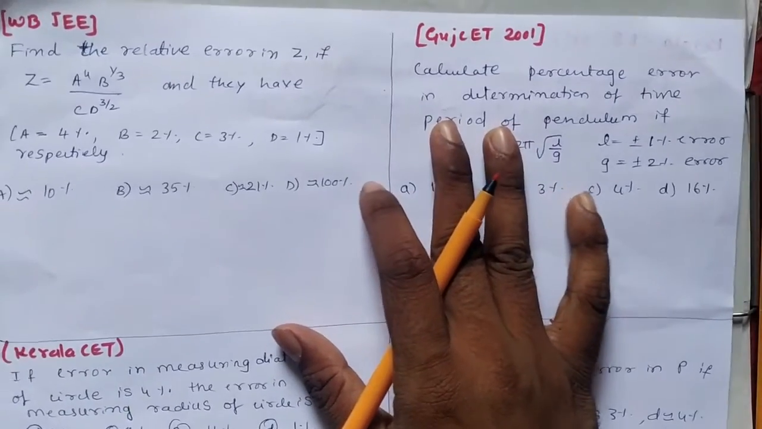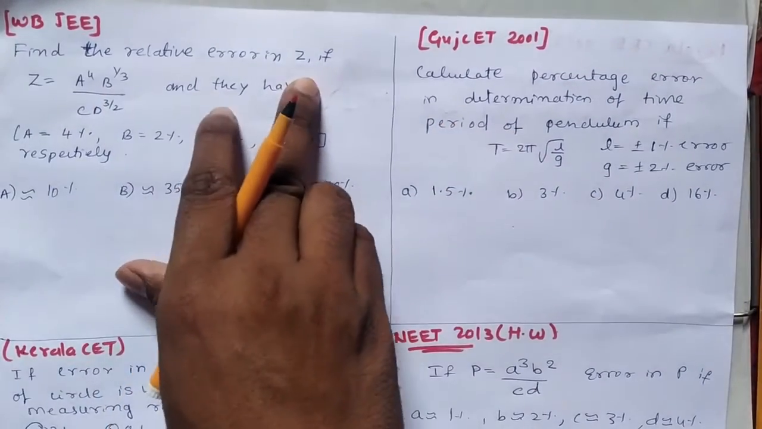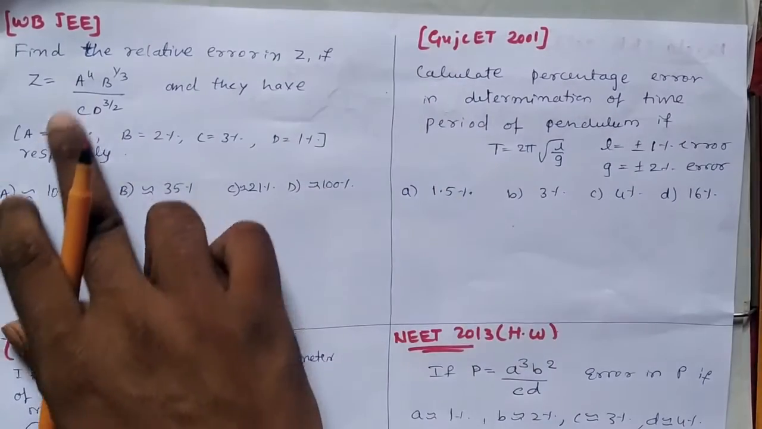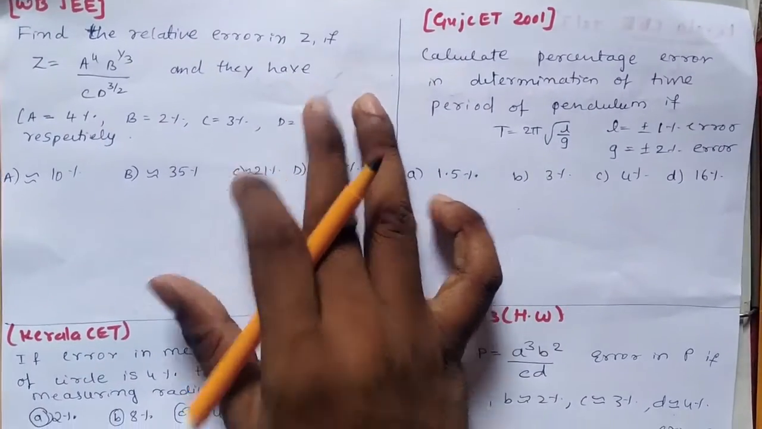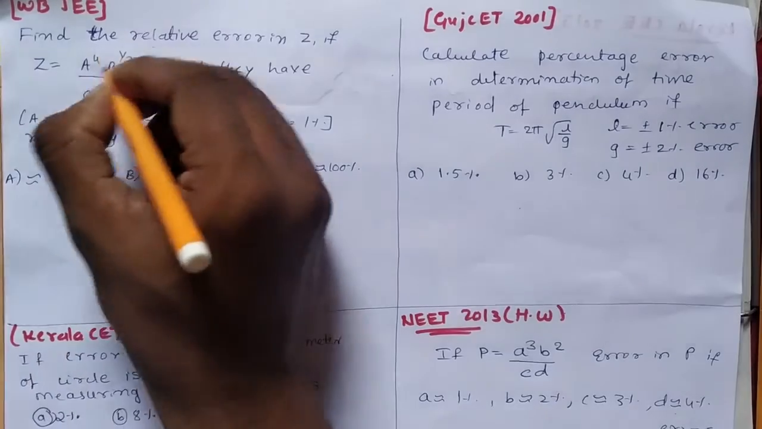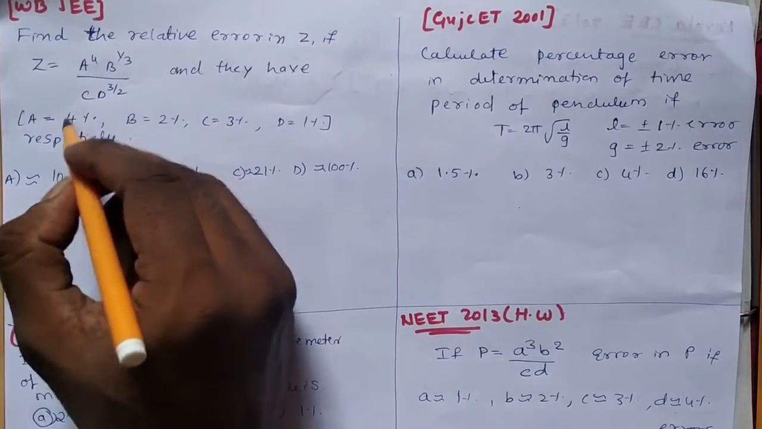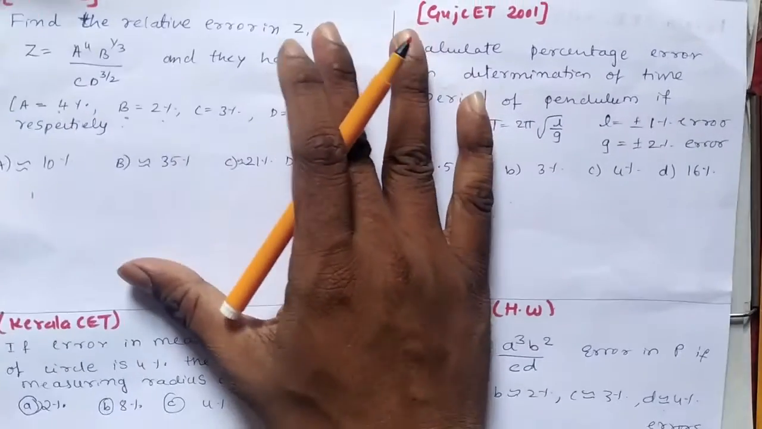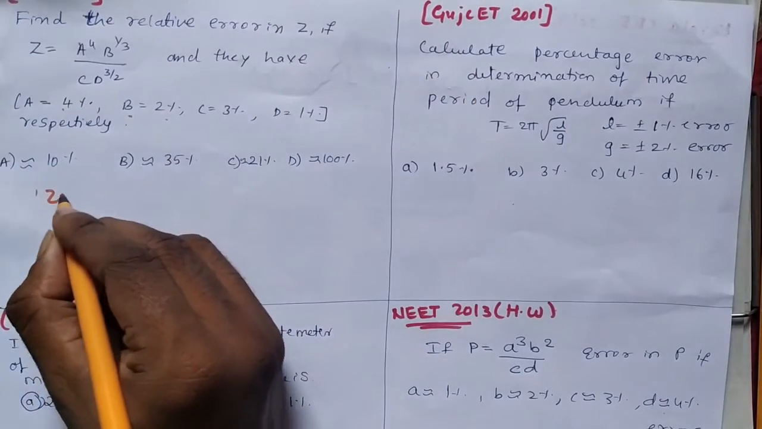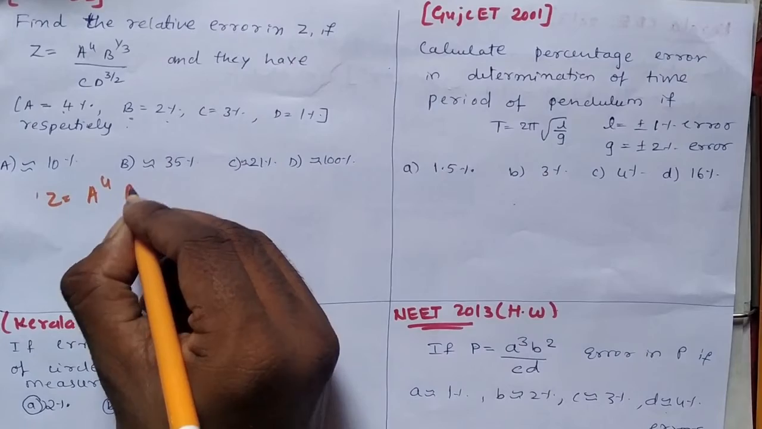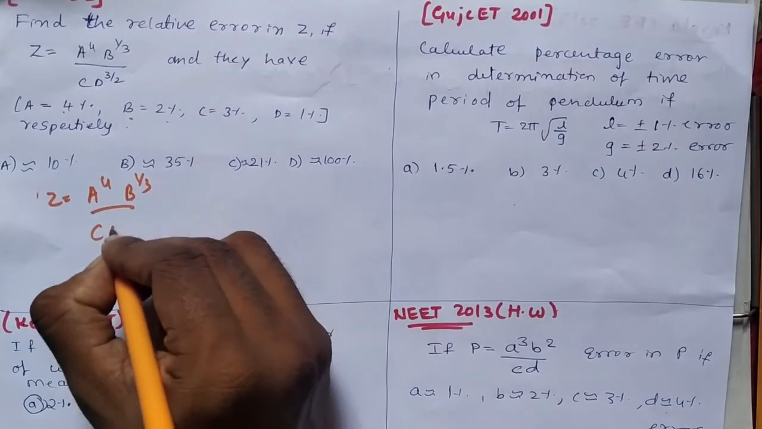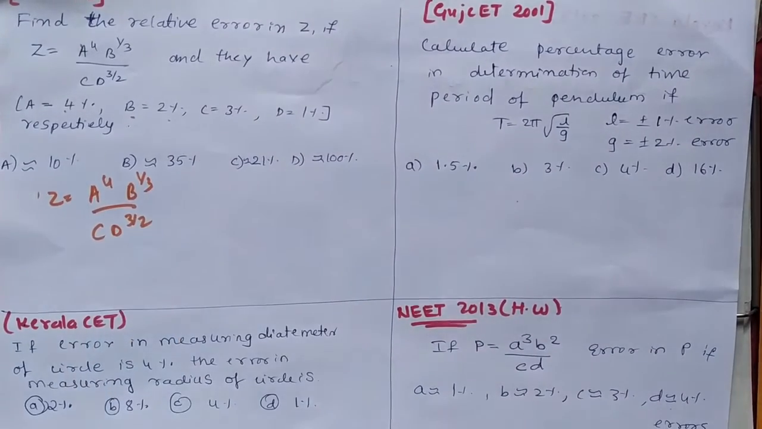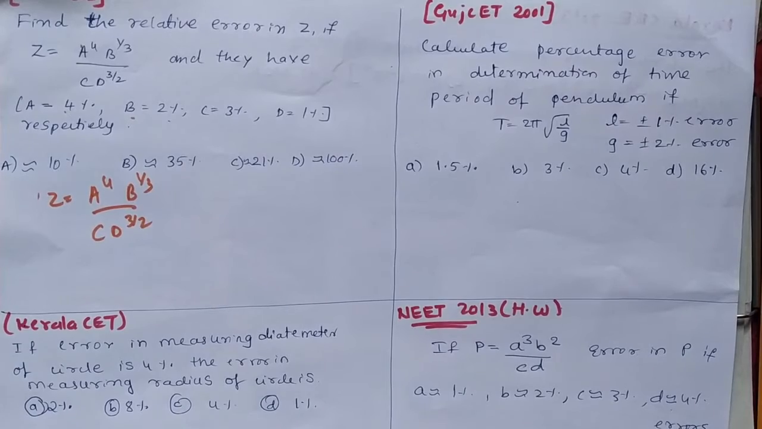Here is our very important problem. Find the relative error in Z if Z is equal to A raised to 4, B raised to 1 by 3, C into D raised to 3 by 2. First we will write it in error form. A is 4% error, B is 2% error, C is 3% and D is 1% error. We know that for division the error should be added, and for exponent the error should be multiplied.